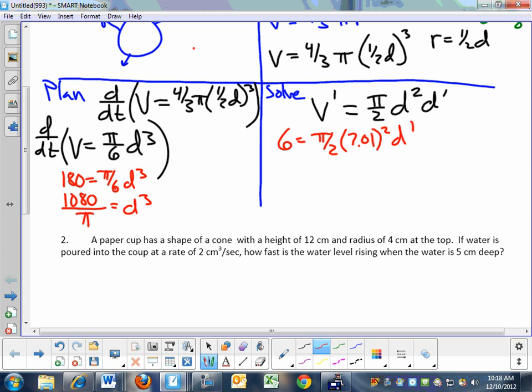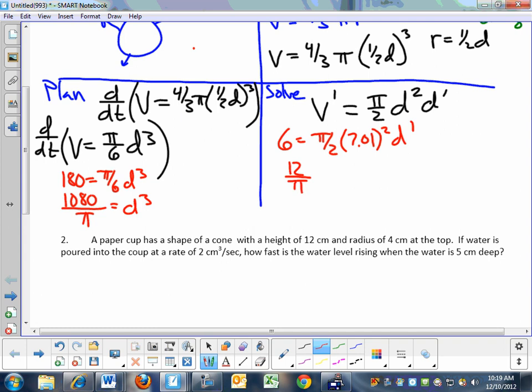Is that okay? Everybody sees how I got that. Now, however you want to handle the arithmetic here is up to you. I'm going to do it like this. This is just my choice. I'm going to multiply by the reciprocal and get 12 over pi.